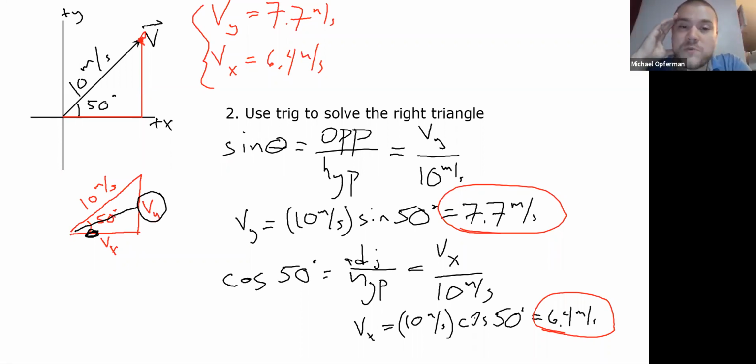If you try to solve this without drawing the triangle, you might get it, but there's just so many possible little mistakes you can make. Whenever you convert between a vector, and magnitude and direction and components, make sure you draw the right triangle and then solve the right triangle. And if you do that, it'll be easy.